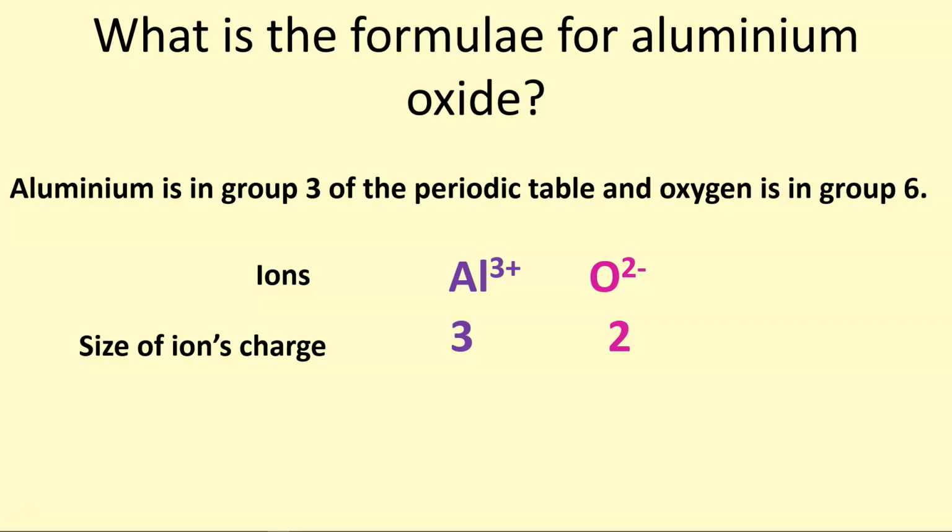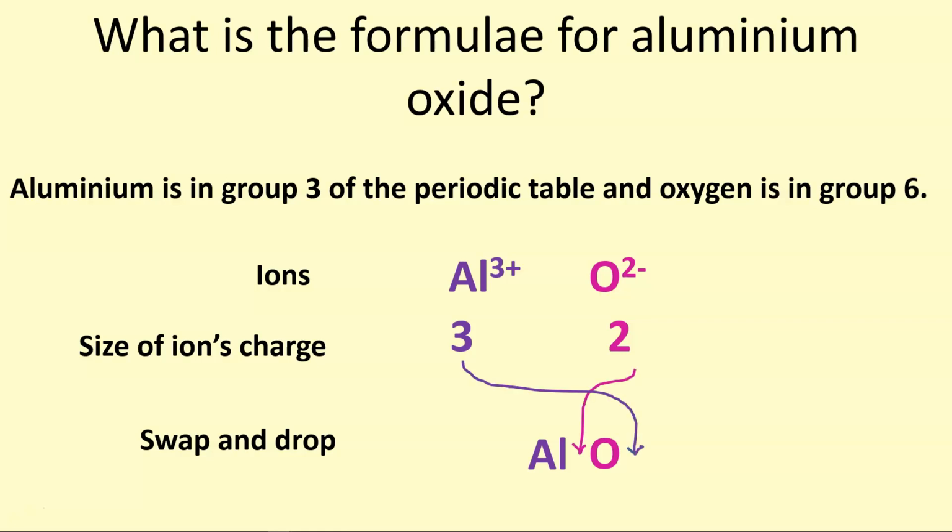We now write down the elements below to do swap and drop, and we swap the 3 and the 2's positions. There aren't any 1s, so it doesn't matter, so it becomes Al2O3.